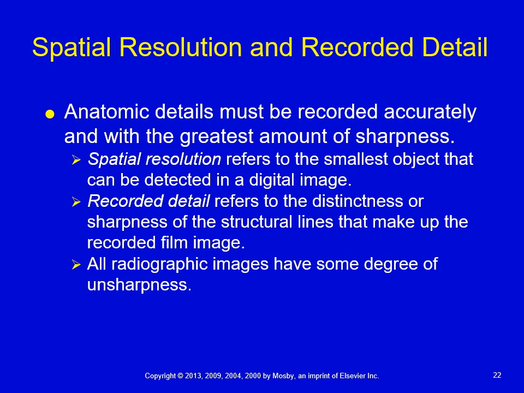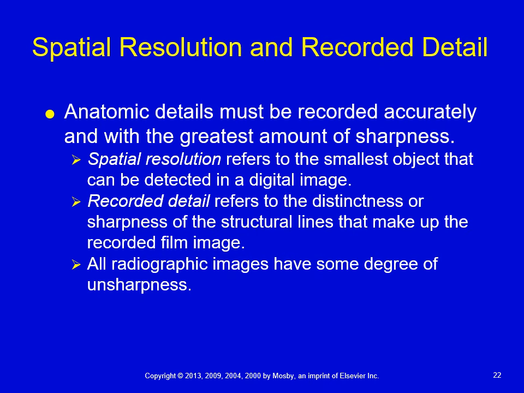All right, so now we're moving away from how light or how dark our images are in terms of brightness, density, and contrast. Now we're focusing on how sharp or detailed the image is. Some terms are thrown here at you. We have spatial resolution, and we also have recorded detail. So make sure you look at your book to define these terms.